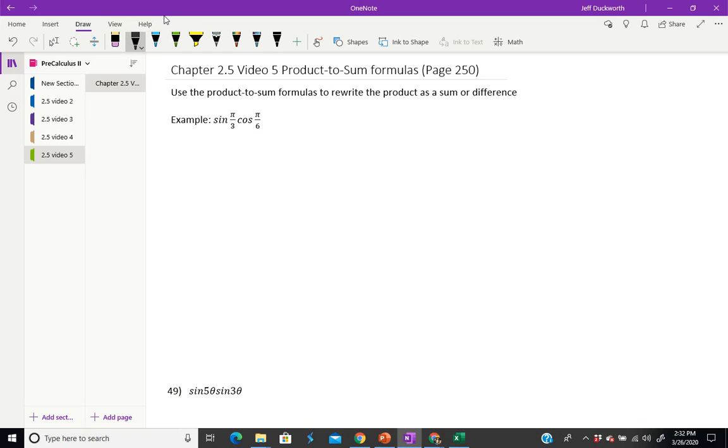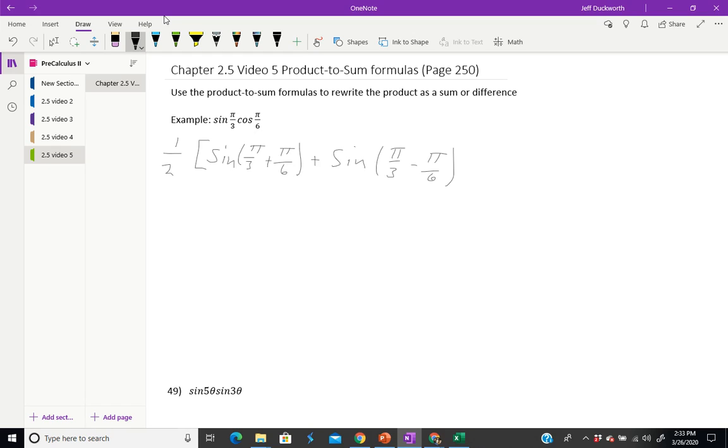Okay. So we get 1/2. Remember the sine of those two numbers added together. So sine of pi by 3 minus pi by 6. And then we add that to the sine of, excuse me, this is a minus, this is a plus. The next one's minus. All right, so sine of pi by 3 minus pi by 6.